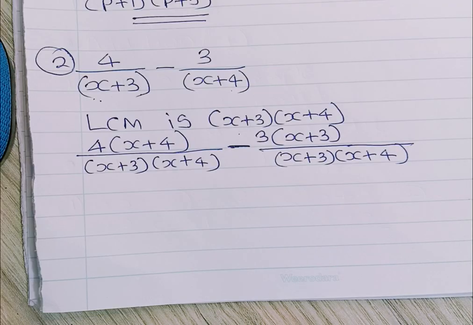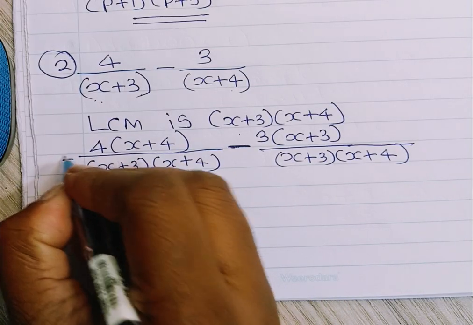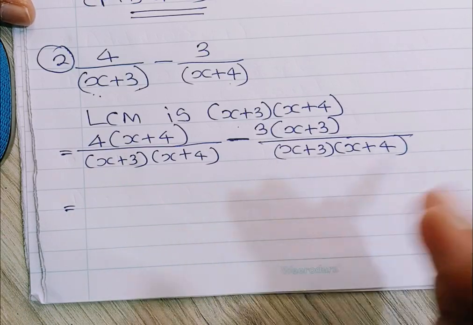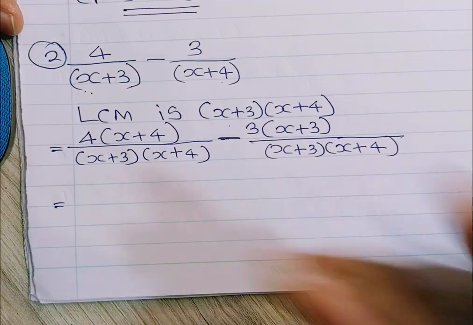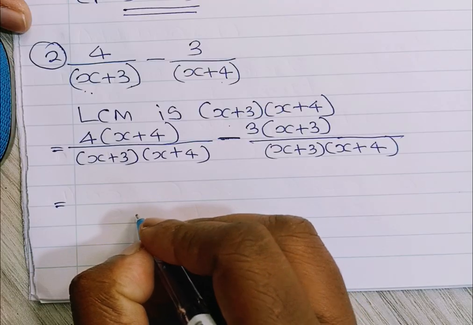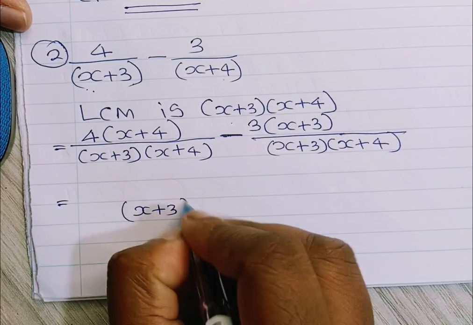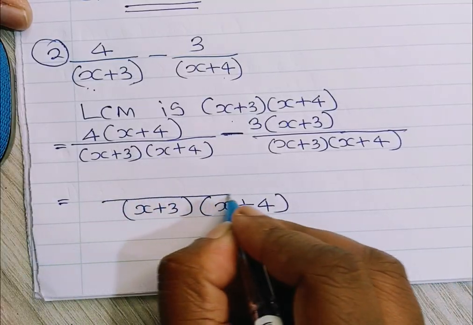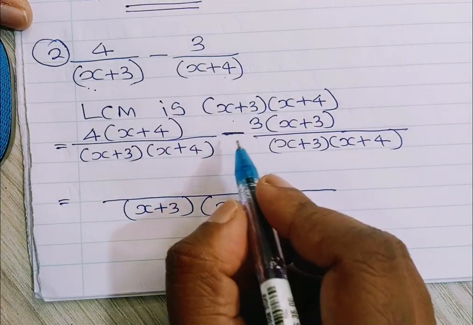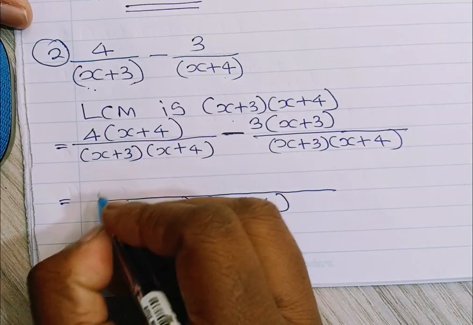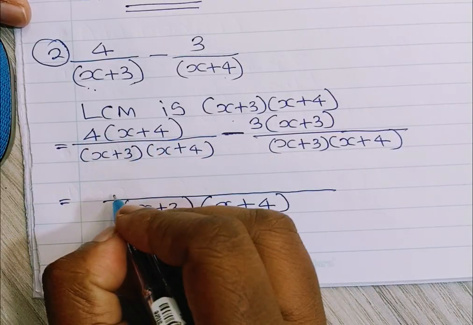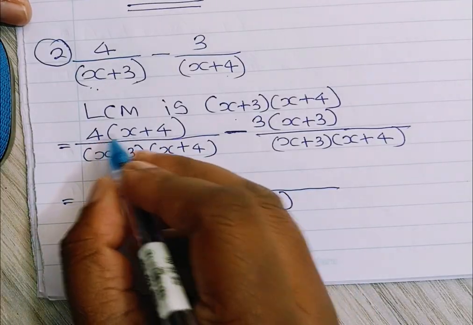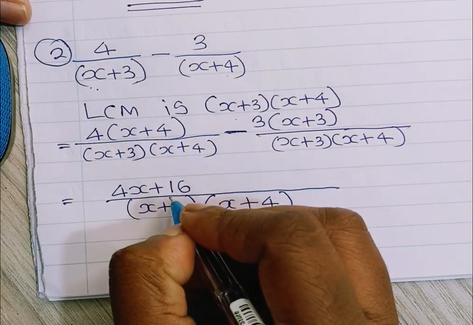Okay, then after, you can see that both denominators are equal now, so we can get the common denominator as x plus 3 times x plus 4, right? And when you are writing the numerator, you have to write it down specially because there is a minus symbol in between both. So when you are simplifying this bracket, 4 into x means 4x, 4 into 4 means 16, plus 16, right?